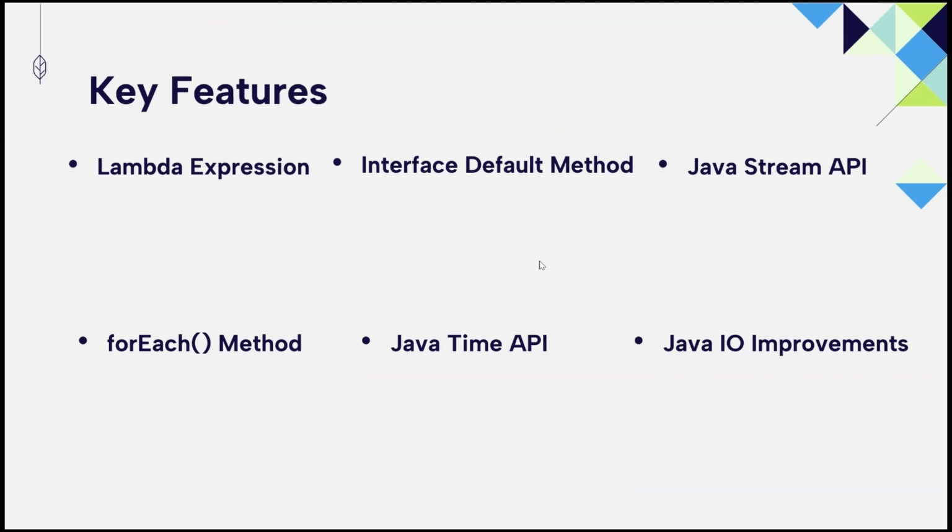Key features of Java 8: Lambda expression, interface default method, Java Stream API, forEach method, Java Time API, Java IO improvements. We can go through each of this content in detail with an example.